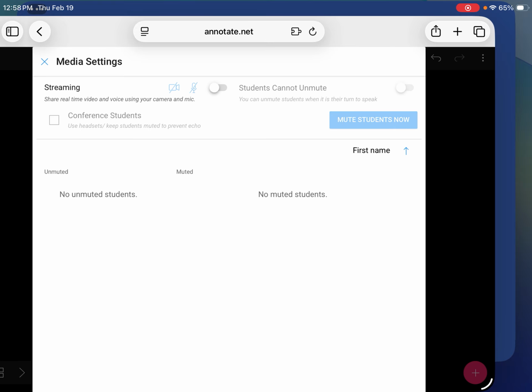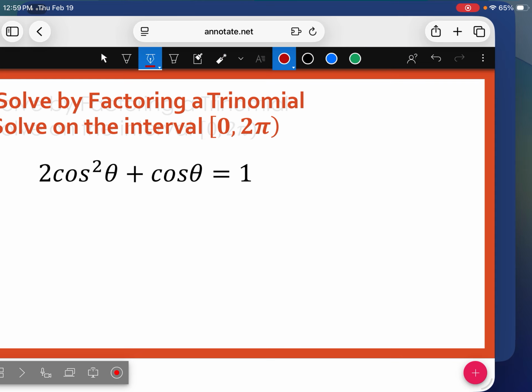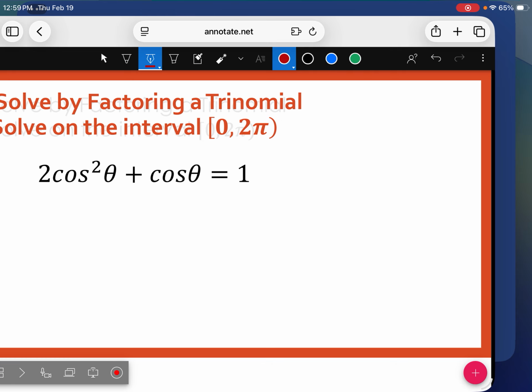All right, so let's look at, oops, wrong thing. All right, let's look at copying down this one. Go ahead and copy that one down.